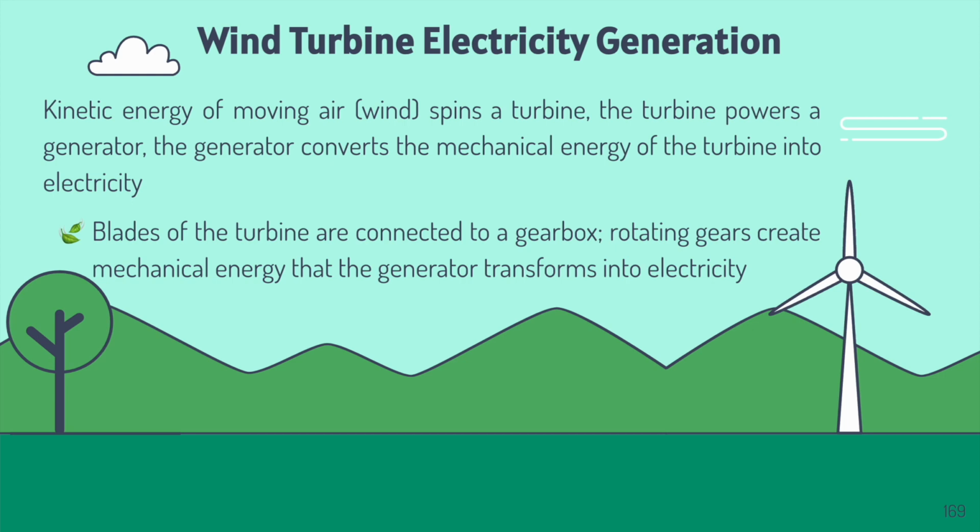So we have multiple energy conversions happening within our wind turbine electricity generation. The blades of the turbine are connected to a gearbox. Rotating gears create mechanical energy that the generator transforms into electricity.